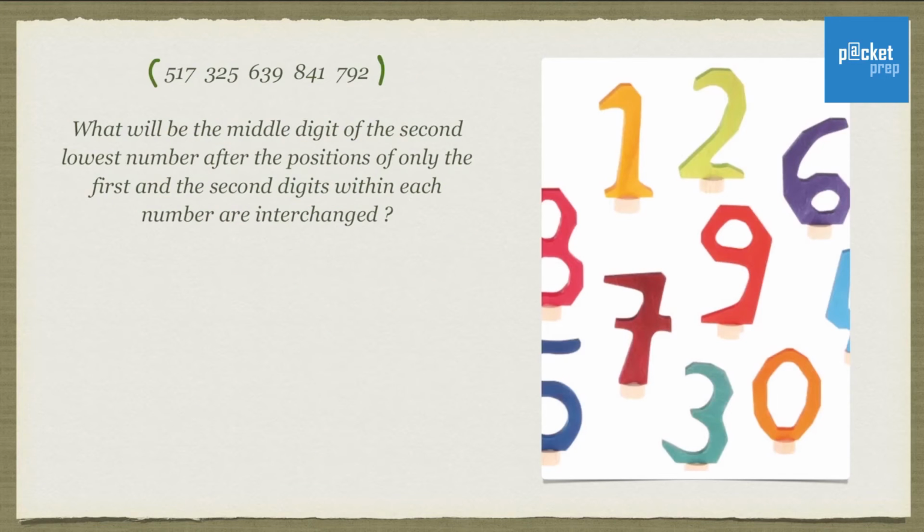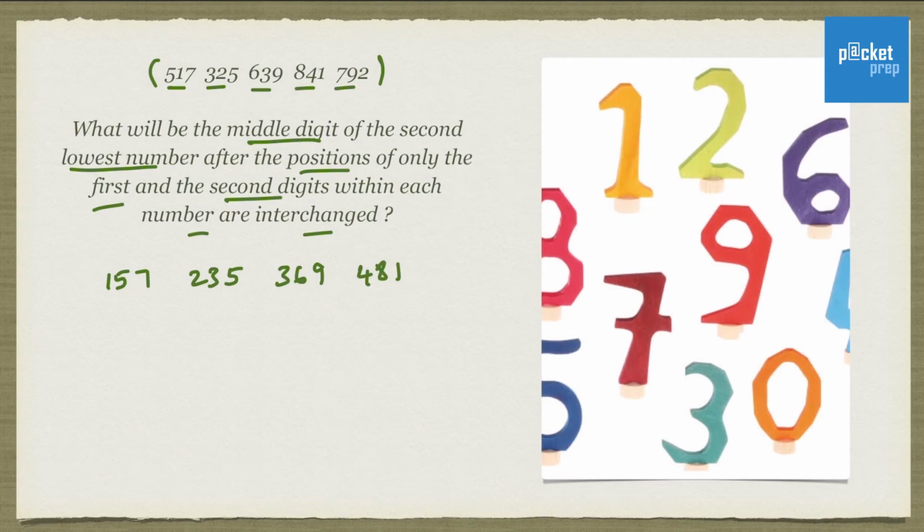Here is another sequence. What will be the middle digit of the second lowest number after the positions of only the first and second digits within each number are interchanged? The first two digits of each number should be interchanged in this case. So the numbers become as follows: 157, 235, 369, 481, 972. So the first two digits of each number are interchanged.